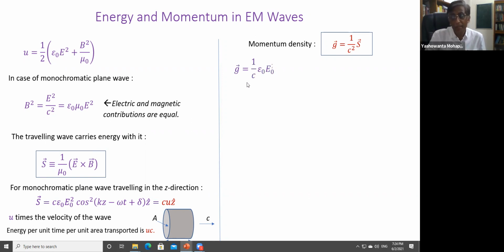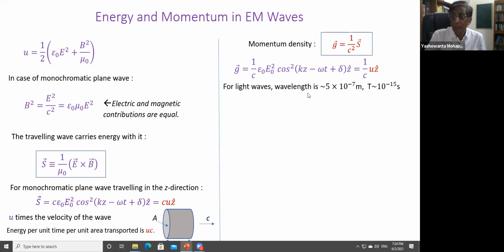If it is momentum density, then I already have s, the Poynting vector. So I can calculate, and that will be 1 by c times u z, and hence for light waves, this is u by c. So momentum is u by c, and the energy is uc.